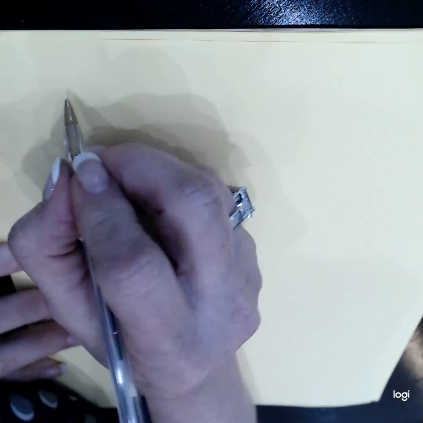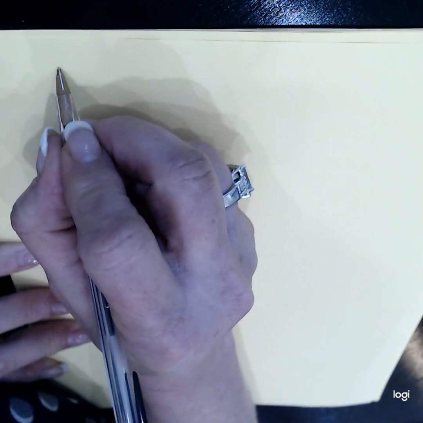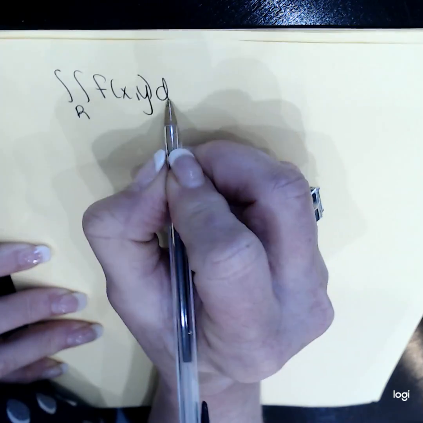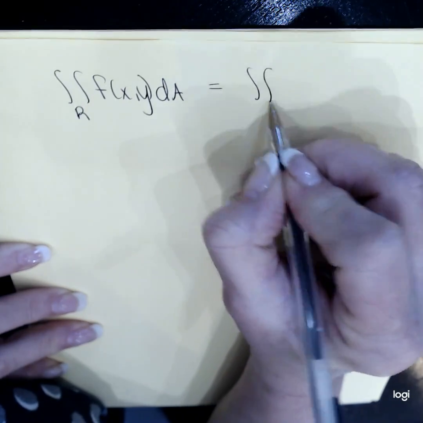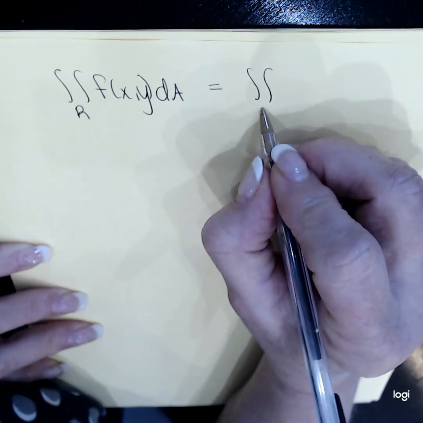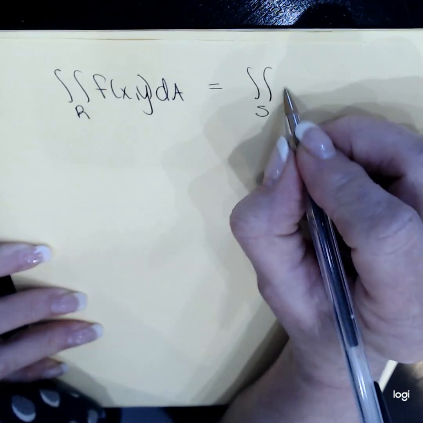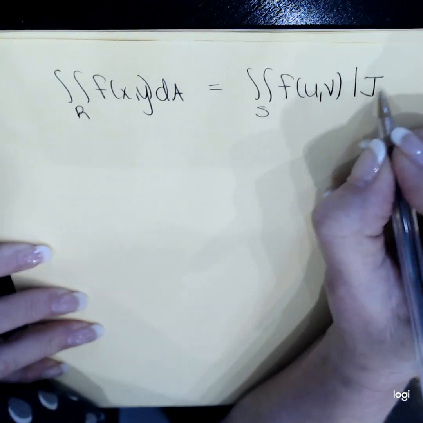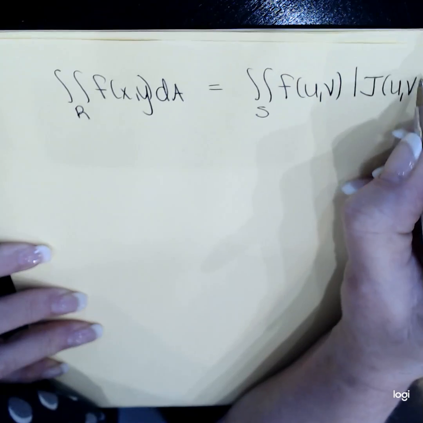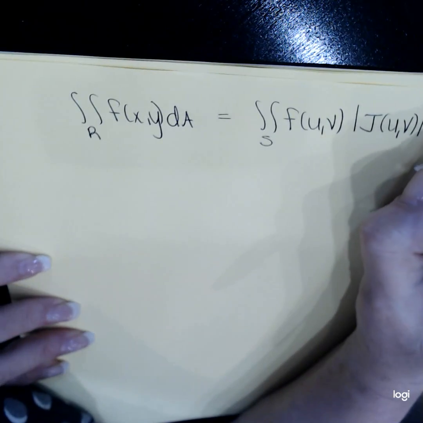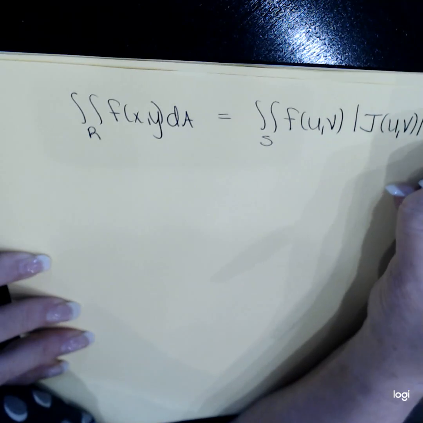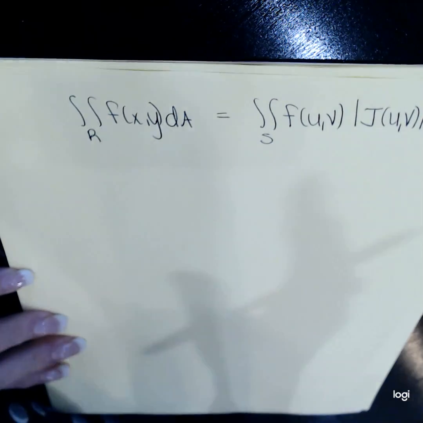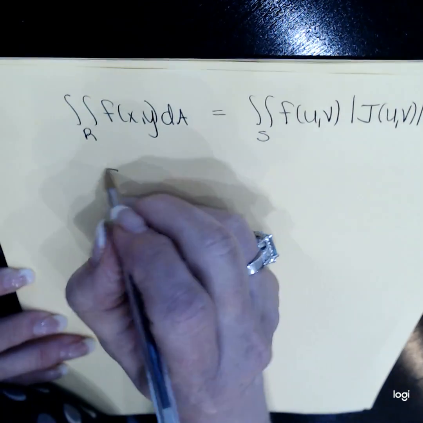Okay, so in our last video, we saw that if we needed to do a change of variables over some bounded region of f of x, y, dA over to the double integral over a new region, which we can call S, of f of u, v, we needed a conversion factor. The conversion factor that we're going to use is the absolute value of our Jacobian, and then we will either do a du dv or a dv du.